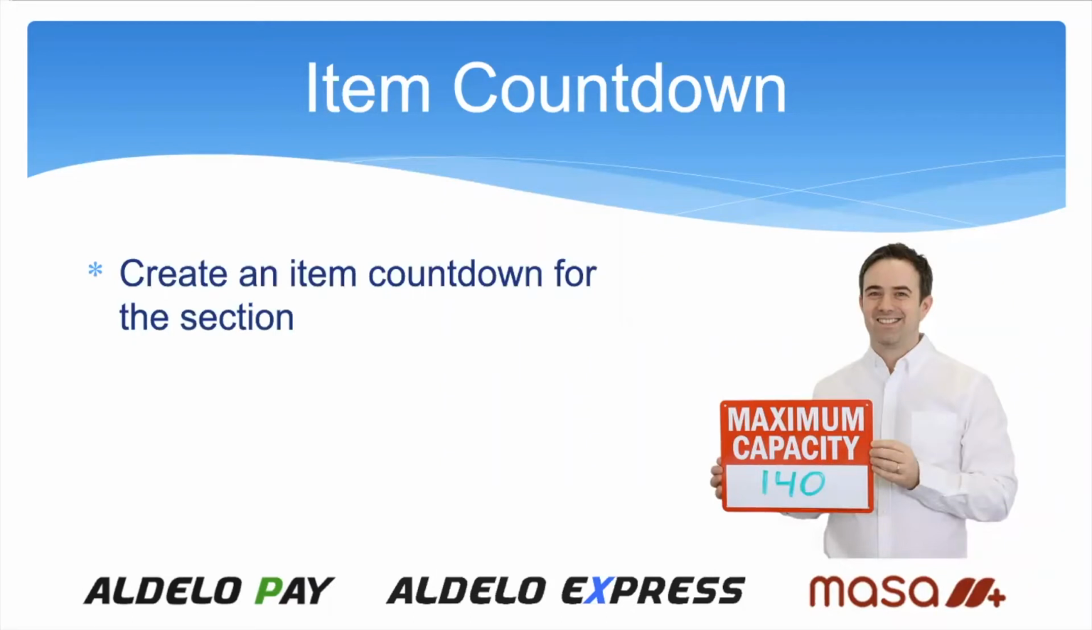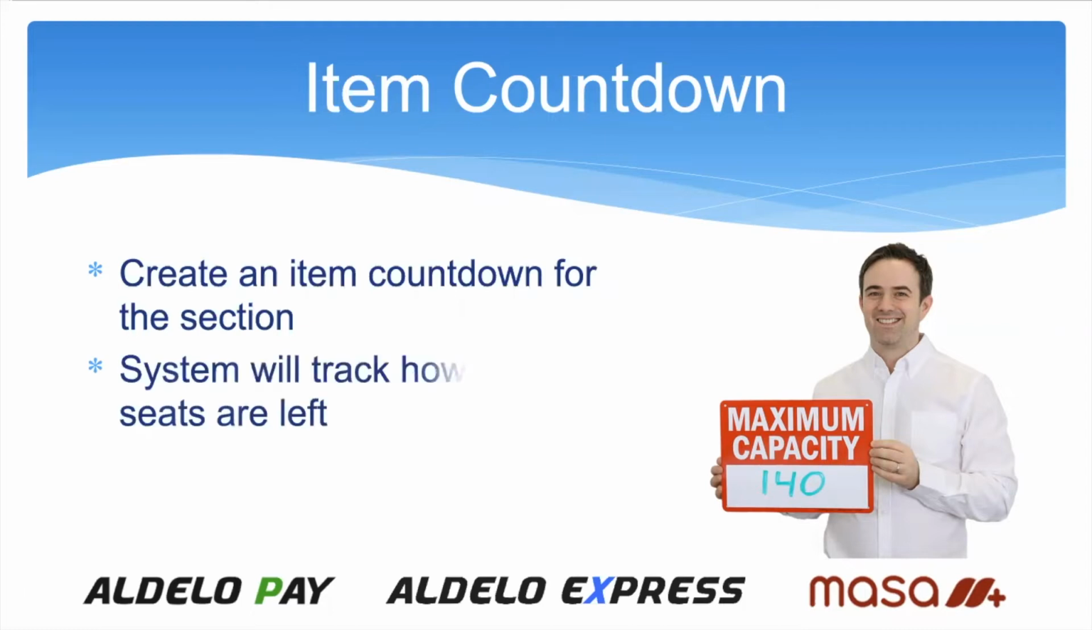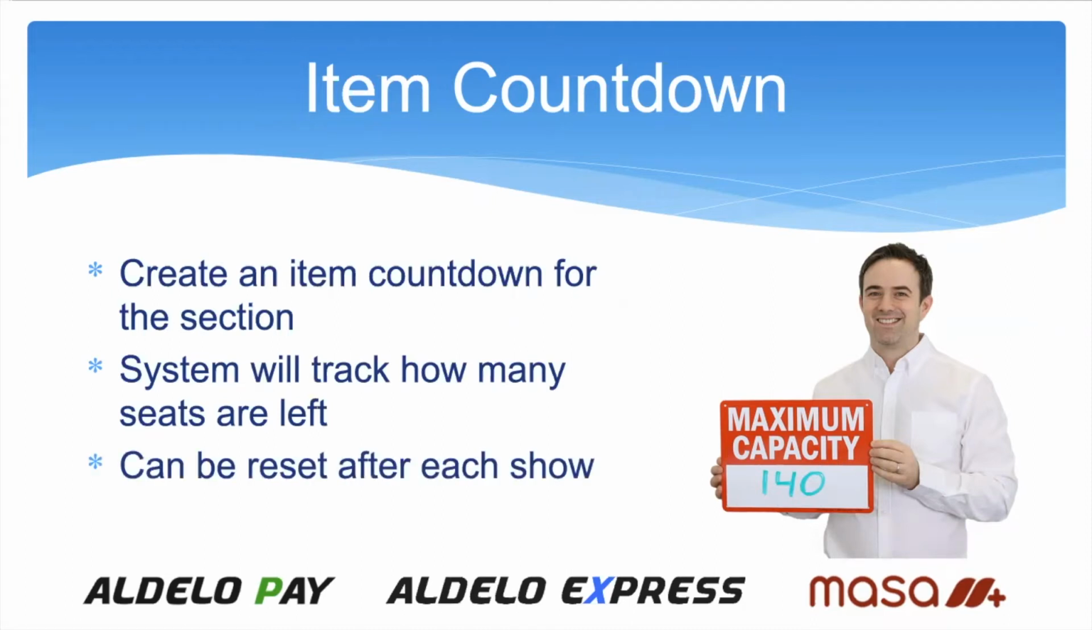So you have an item that's going to be comedy club, and you have 140 seats. Every time you sell a seat, it decrements the inventory or decrements the item countdown to show you how many seats are left in that area. The system will track how many are left and display that on the button. And it then can be reset after each show. So when the show's over and they have cleared out that area, you can then reset that counter back to the 140 and prep for the next show. It's a real good use of that item countdown feature other than just daily specials.